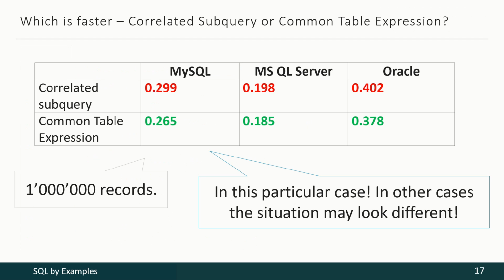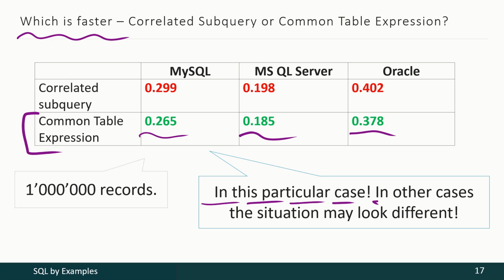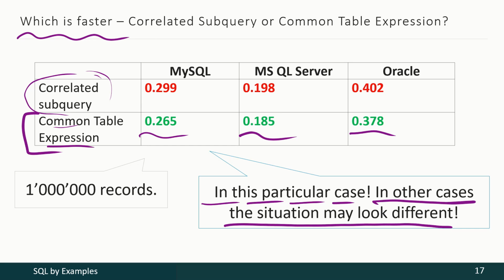The only question remains, which one is faster? And as you can see, common table expression approach is faster here. But pay attention, this is for just this particular case. In other cases, the situation may look different. And correlated subquery approach may be even faster than common table expression approach.